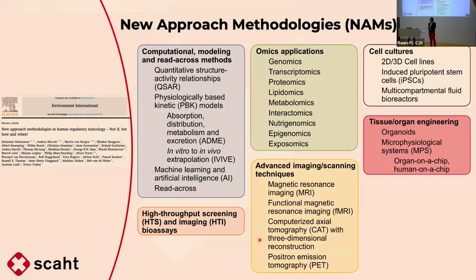And I bet a lot of it is similar between the ecotox and the human tox, like computational modeling methods, high throughput screening, omics applications, advanced imaging and scanning techniques. And then for the human tox, you have advanced cell culture systems, like 2D and 3D cell cultures, a lot of induced pluripotent stem cell work from human iPS cells, and also the microphysiological systems, organoids, organs on the chip, humans on the chip. I don't know if there are fish on the chip yet. I don't know, but Christine, you probably know better.